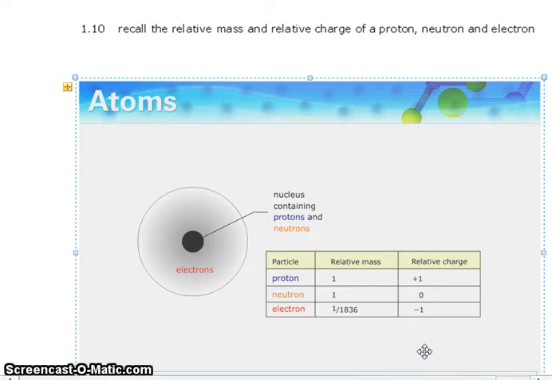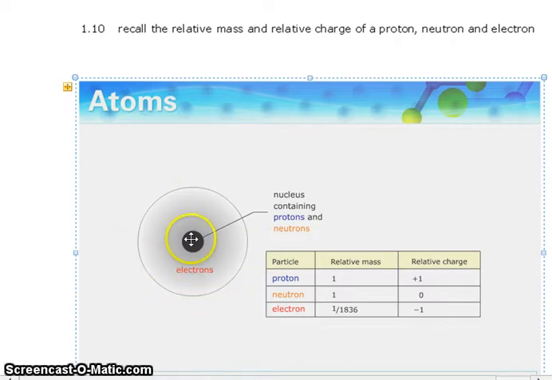So the second part of this syllabus statement is that you need to know what charge each of these subatomic particles have. So the charge is, are they positive, are they negative, or are they neutral? So P for proton, P for positive. So the protons that are in the nucleus are positive. The neutrons that are in the nucleus are neutral or have a charge of 0. And the electrons which go around the outside, they have a charge of -1, so they have a negative charge.